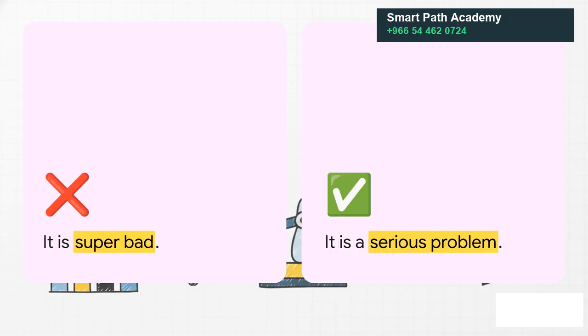Let's look at another common mistake. It is super bad. Phrases like super bad or really big or so good are just too conversational. They run on emotion. They belong in a text message, definitely not an essay. So we upgrade it. We change super bad to a serious problem. It is a serious problem. See how much better that sounds? This instantly shows the examiner that you have a strong academic vocabulary.